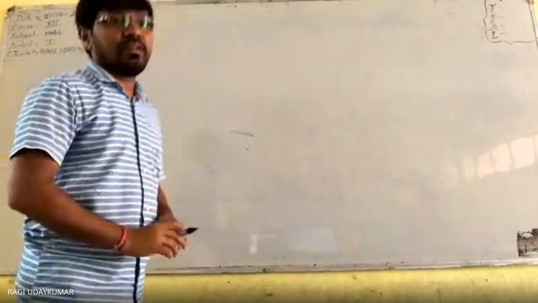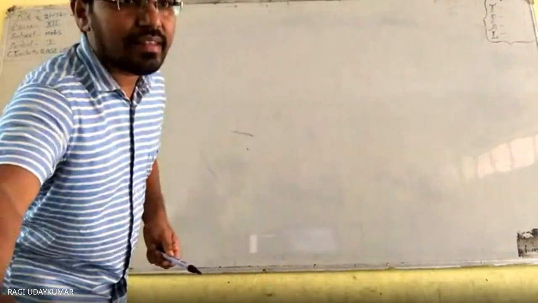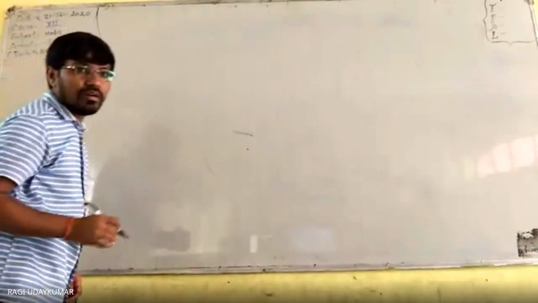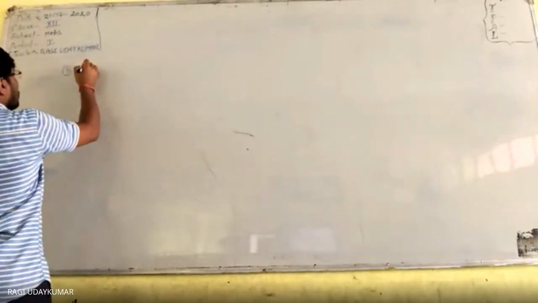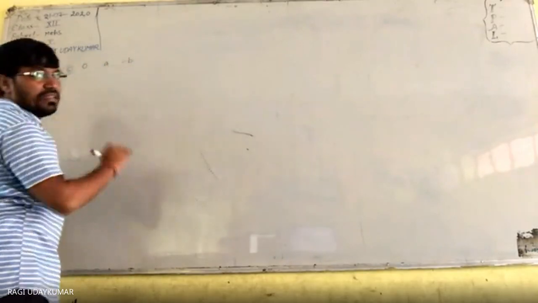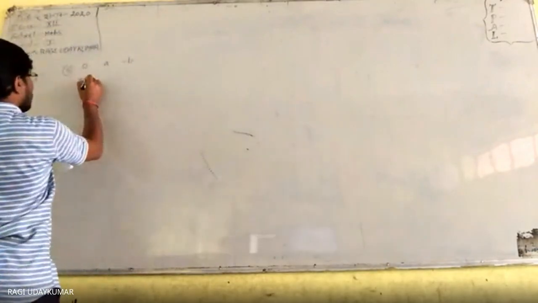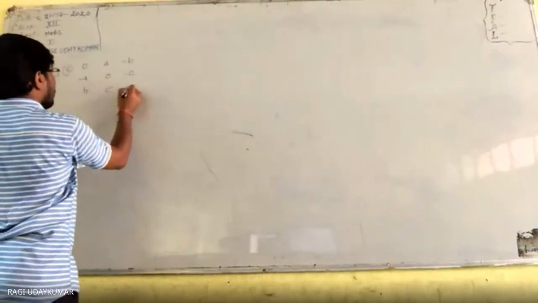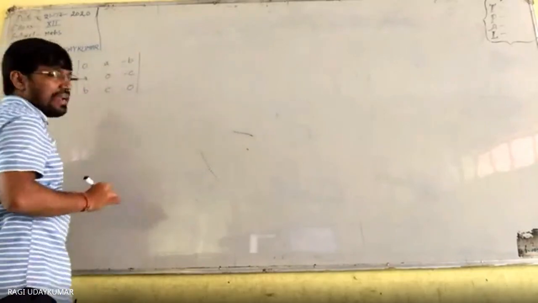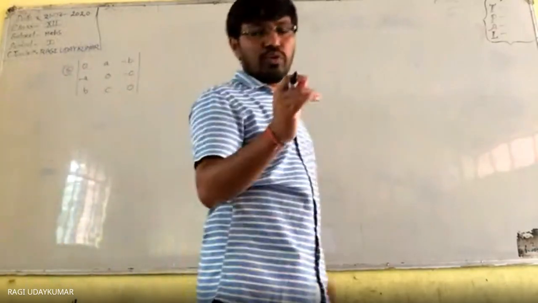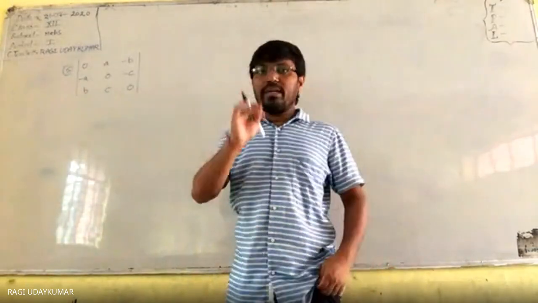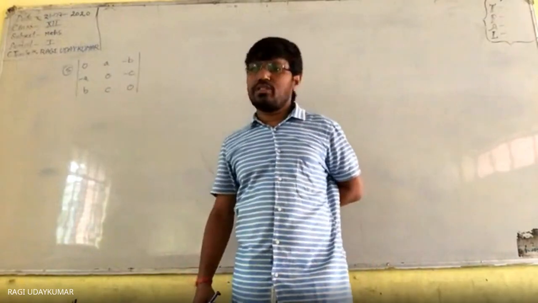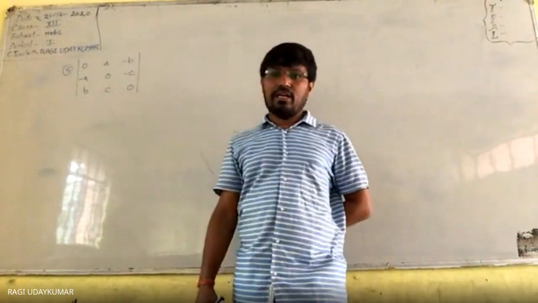The next problem is the determinant of the matrix. Here it is given: 0, A, minus B; minus A, 0, minus C; B, C, 0. The determinant of this matrix is equal to 0. We need to prove it using the properties. Normally, if you expand it by any row or column, you will get 0.